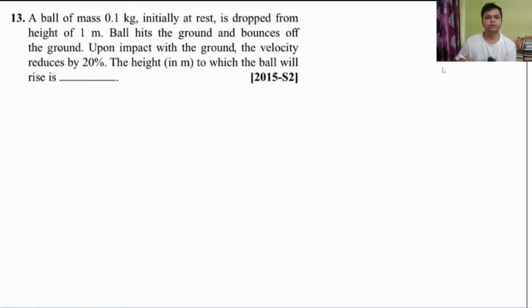A ball of mass 0.1 kg initially at rest is dropped from a height of 1 meter.